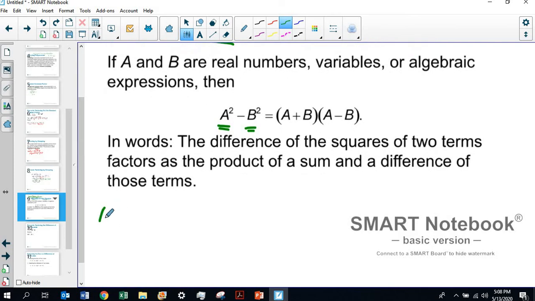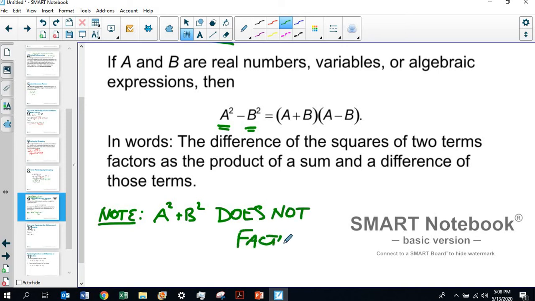All right, and please note that the sum of squares does not factor, unless there's a common factor between the two. That is a prime binomial there.